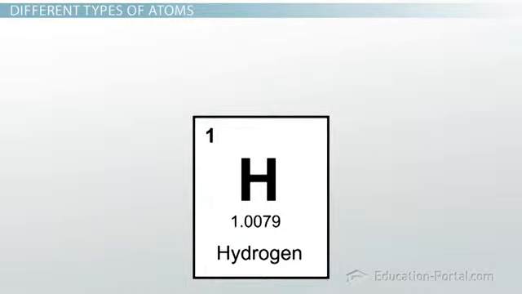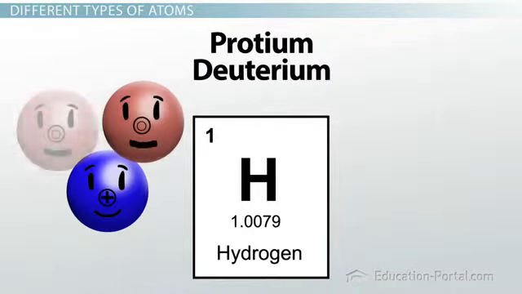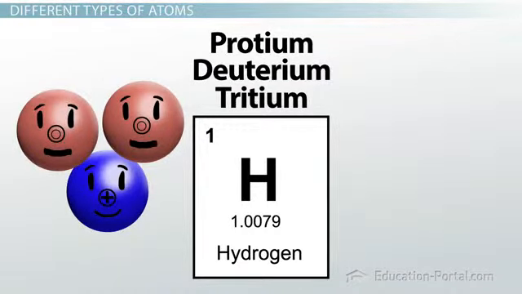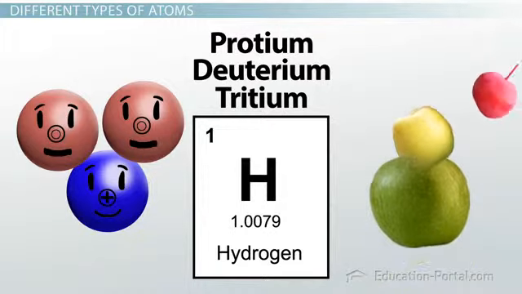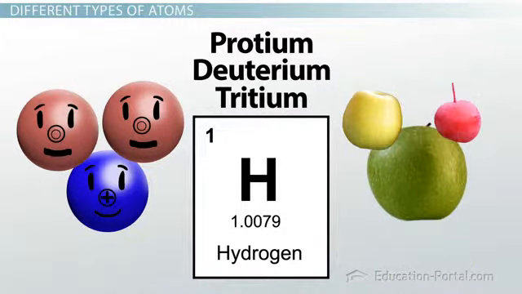So if I were to ask you, what is the mass of a hydrogen atom? You would need to know which isotope I was talking about, protium, deuterium, or tritium. Remember that these 3 isotopes are all chemically the same, just like our 3 different types of apples are all just apples. They're all still hydrogen atoms, and they will all react the same way.